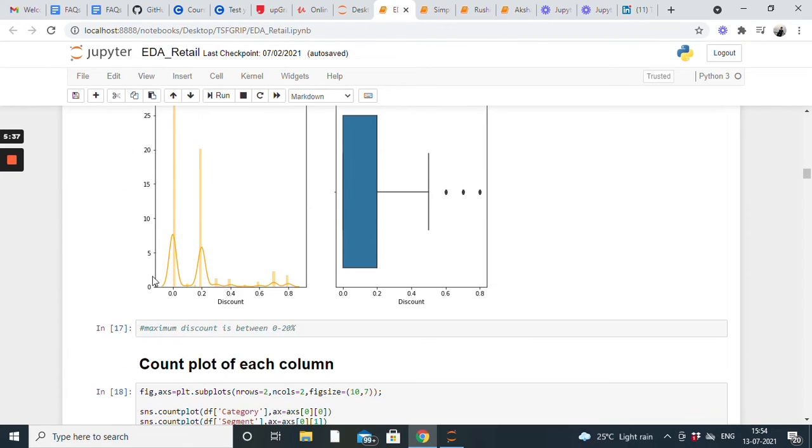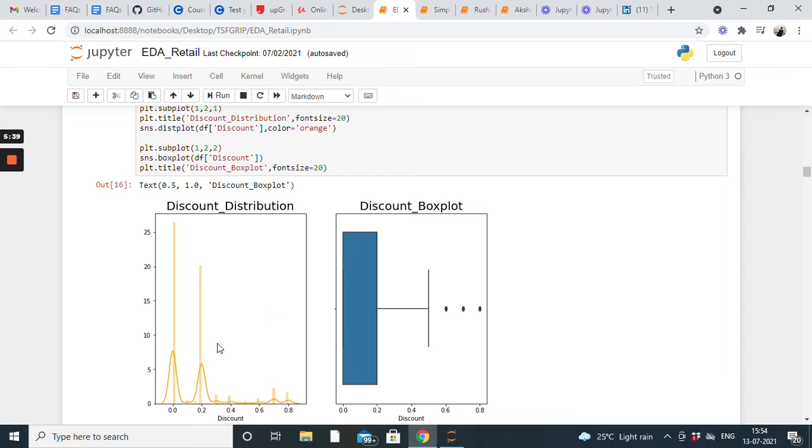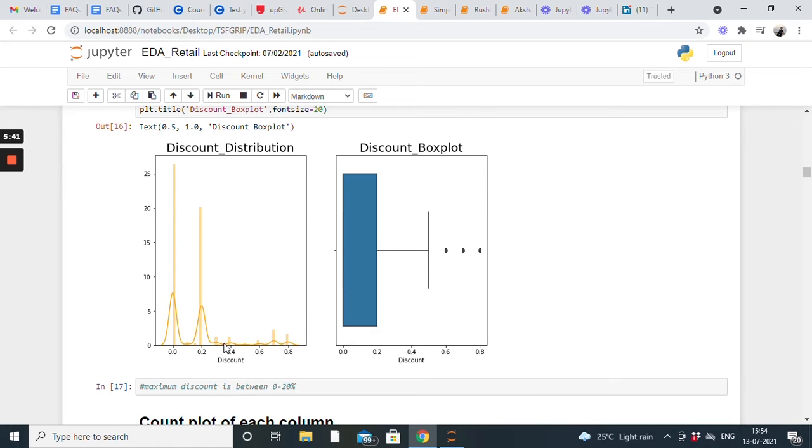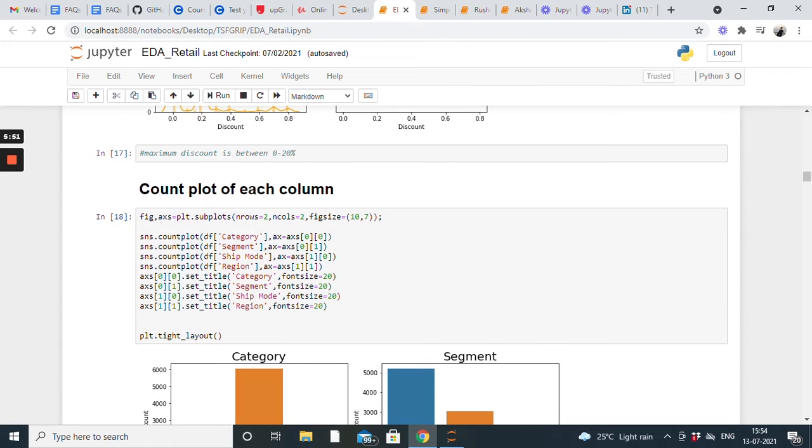The distribution of discount is here, right? Most of the discount is 0% and 20%, right? Okay, so let's go with the count plot of each column.